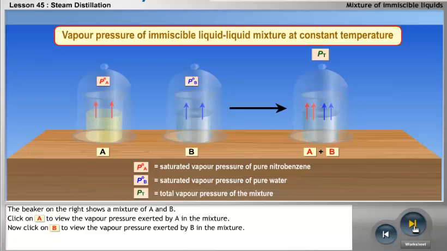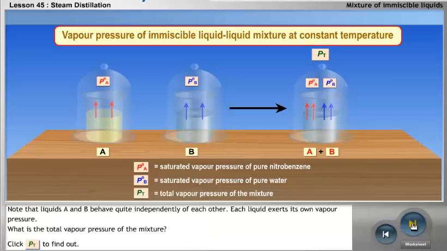The beaker on the right shows a mixture of A and B. Click on the A button to view the vapor pressure exerted by A in the mixture. Now, click on the B button to view the vapor pressure exerted by B in the mixture. Note that liquids A and B behave quite independently of each other. Each liquid exerts its own vapor pressure.